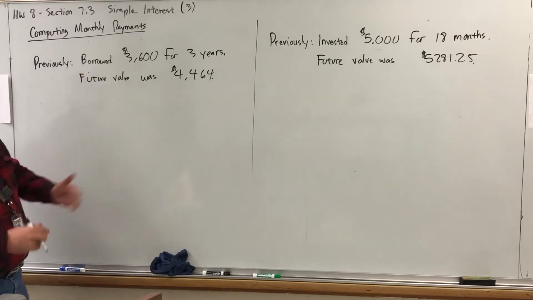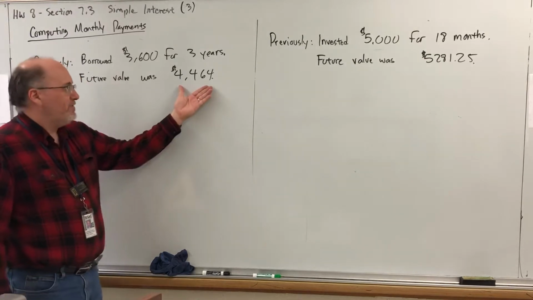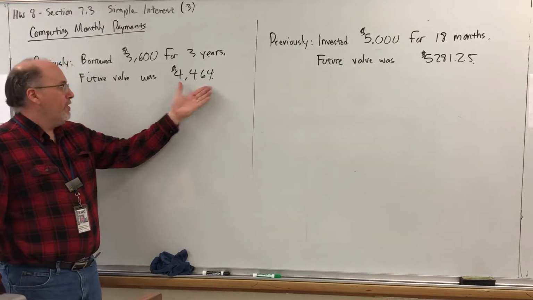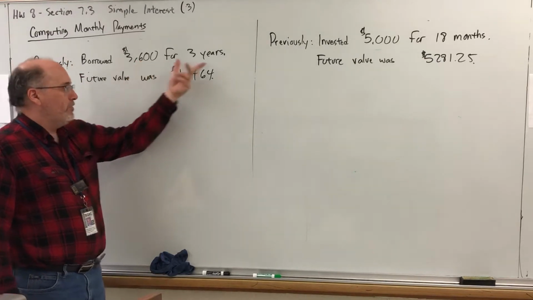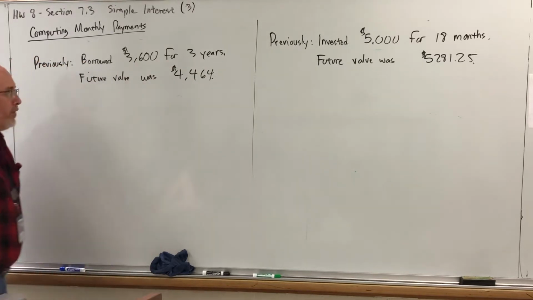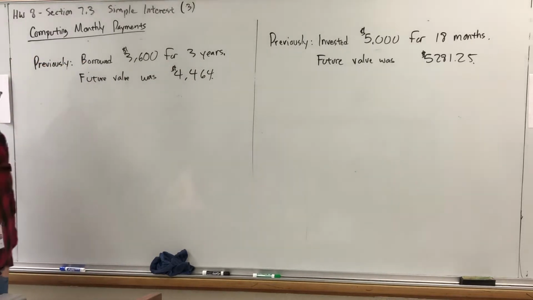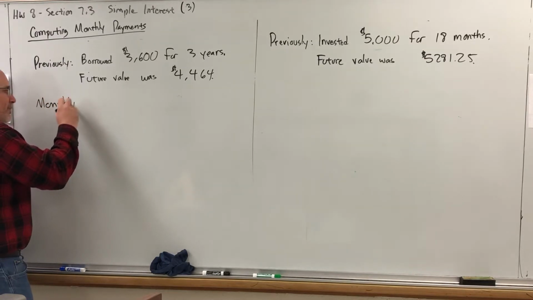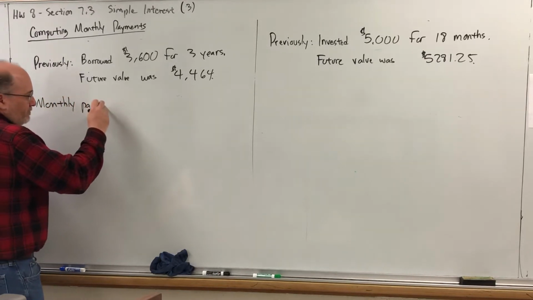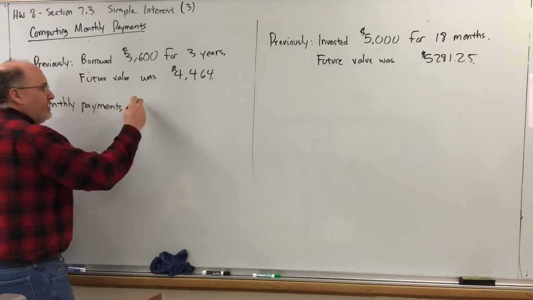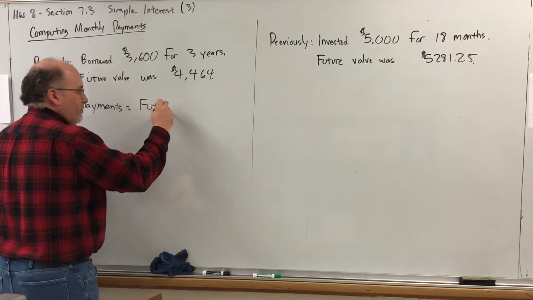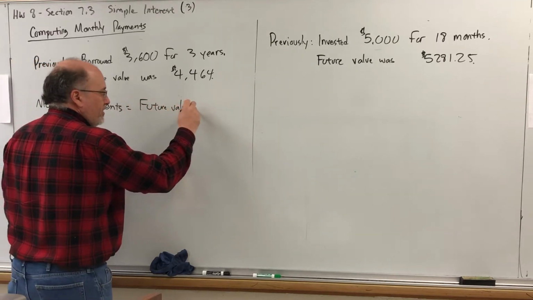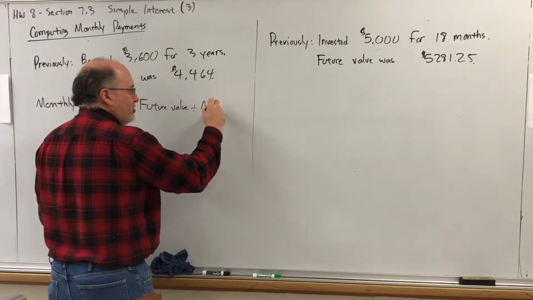For example, we're going to owe this bank $4,464 for the privilege of borrowing $3,600 for 3 years. But if we wanted to pay it back over the term of the loan, in other words, make monthly payments over the 3 years, how would we calculate the monthly payment? Monthly payments are really easy to calculate. All you have to do is take the future value, how much I'm going to owe you, divided by the number of months.